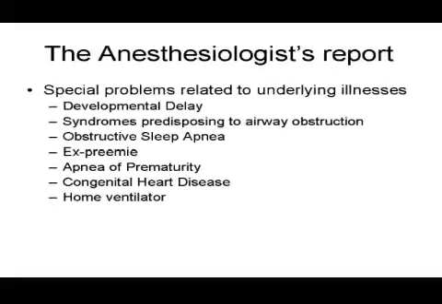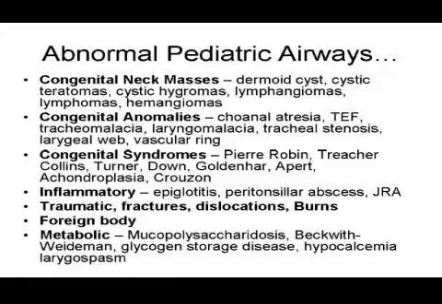And in preemies, you have consideration of apnea of prematurity. And we'll talk a bit more about that. Congenital heart diseases and whether this patient is on a home vent. These are some of the abnormal airway syndromes or disorders that have anesthetic complications afterwards, or could have anesthetic considerations at least. Congenital neck masses, anomalies, syndromes, inflammatory processes, foreign body in the airway, metabolic diseases.